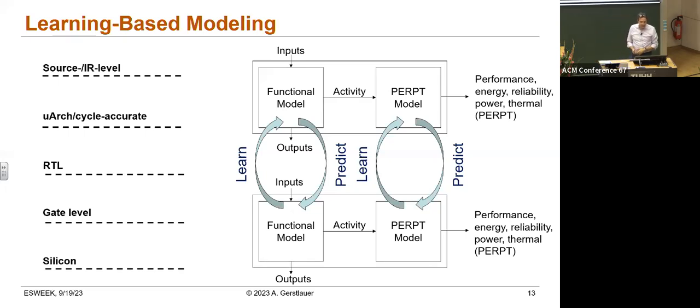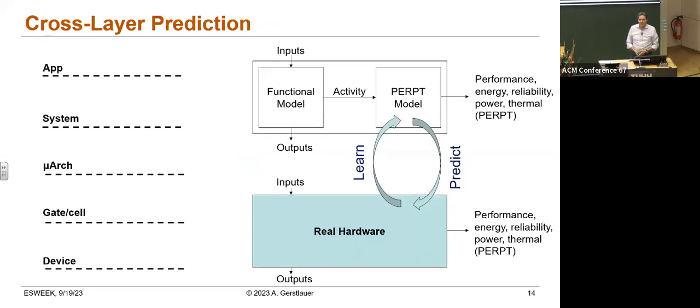Now, the reference here could be either an existing simulator, or it could be running these on real hardware and learning a model for real hardware from real hardware observations. Both of these are possible. So that's the idea of cross-layer prediction: learn a high-level model that predicts low-level implementation details, driven by very abstract high-level observations.